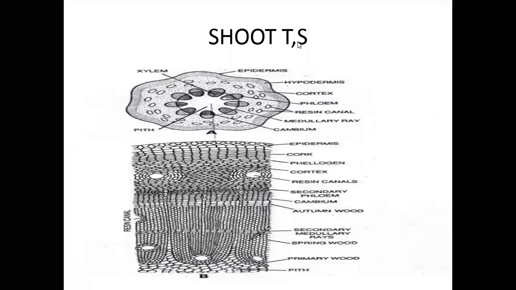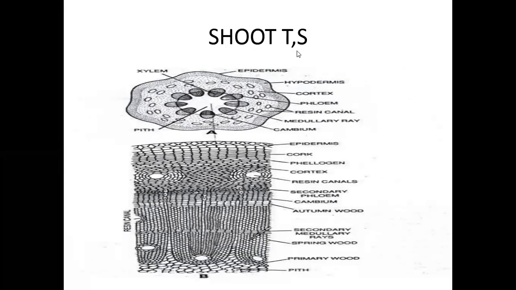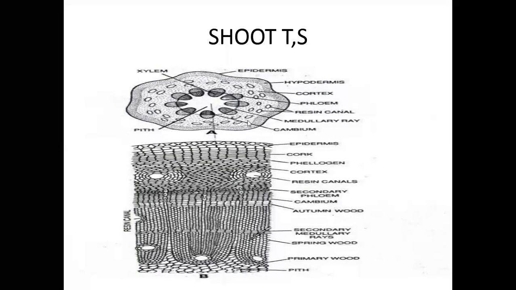Pinus shoot TS, where TS means transverse section. The Pinus shoot transverse section shows a spheroidal outline with ridges and furrows regions. The primary Pinus shoot TS shows mainly three major portions.